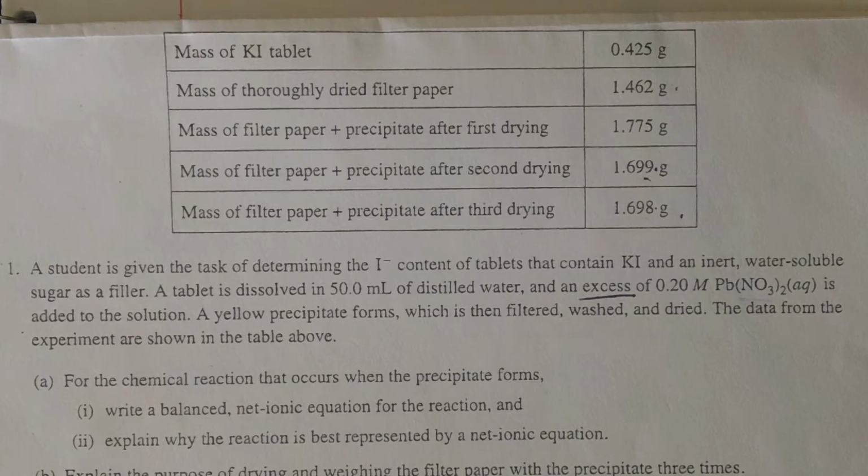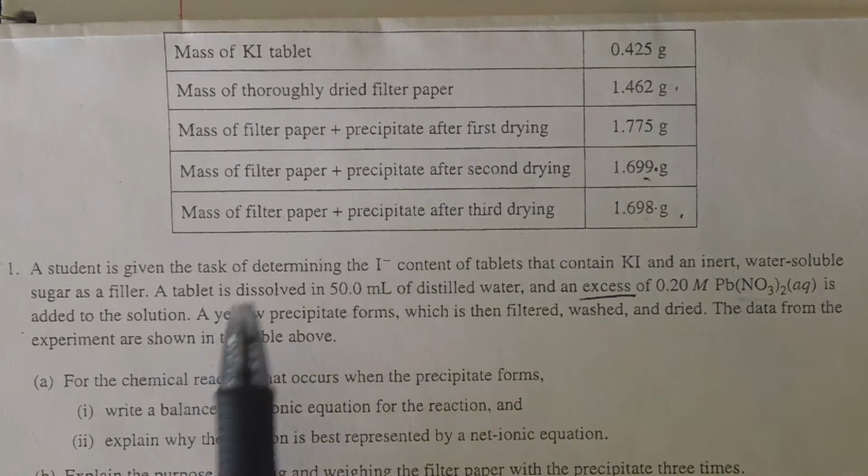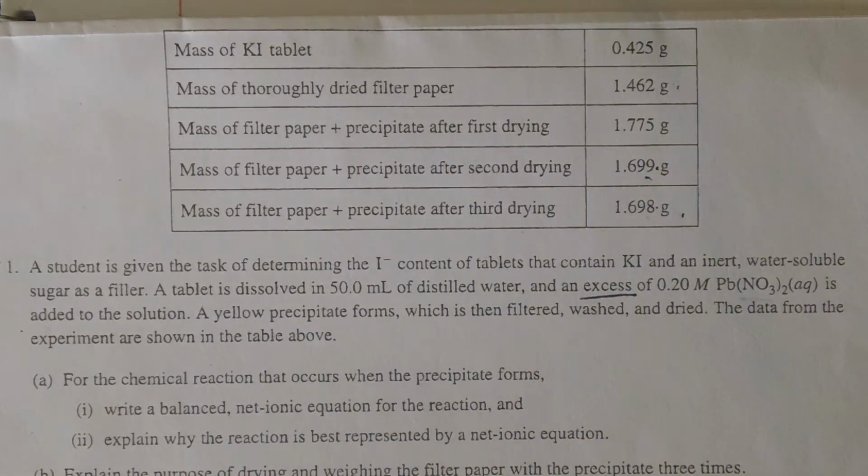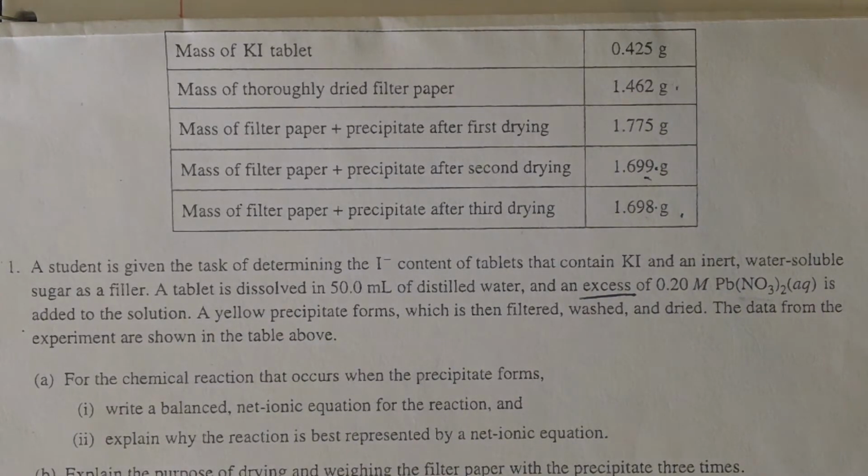This is a little precipitate reaction, and then a couple little stoich problems, a little solubility equilibrium at the end. So read along with me. They give you a little chart of data. They give us question number 1. It says a student is given the task of determining the iodide content of tablets that contain potassium iodide and an inert water-soluble sugar as a filler.